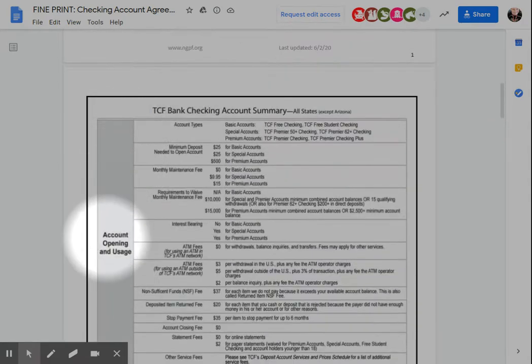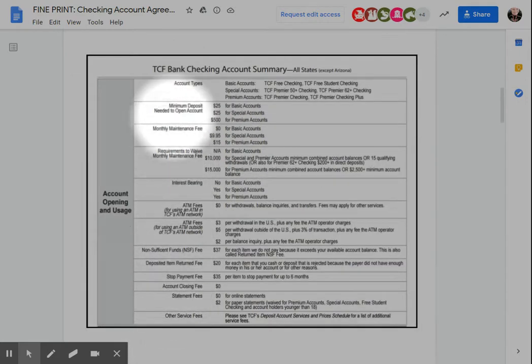So, real quickly, we're going to look at account opening and usage. The first item is broken down into separate chunks here. So, the first thing is the account types. We can see if I choose to bank at TCF, I have three options of an account that I can choose from. I can have a basic account, a special account, or a premium account.